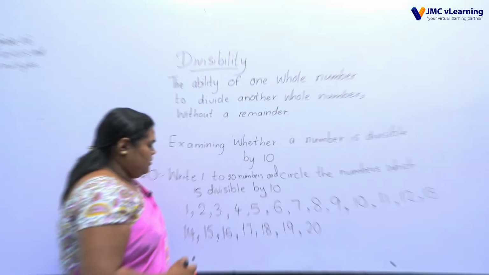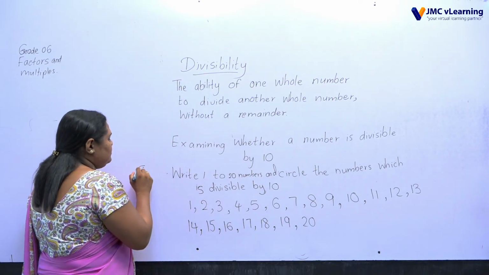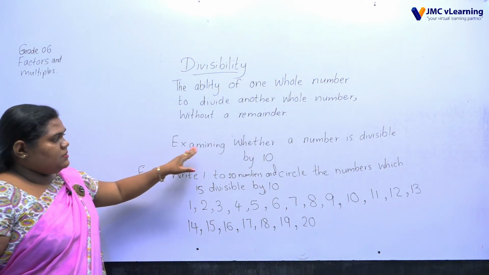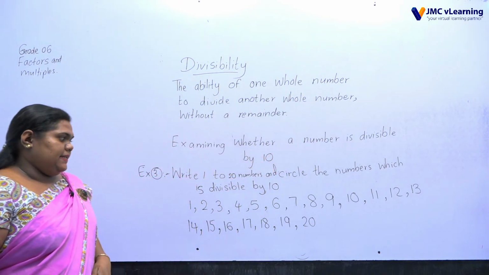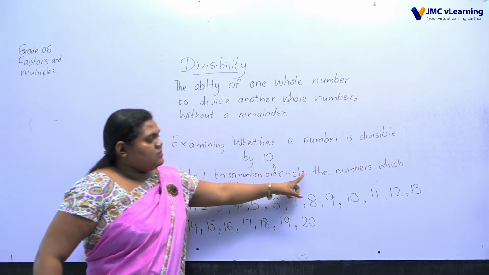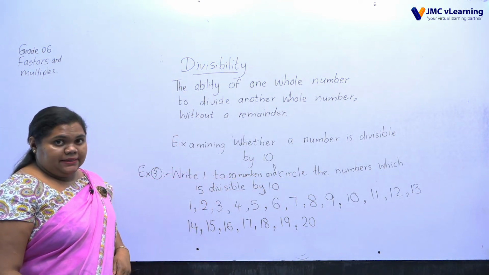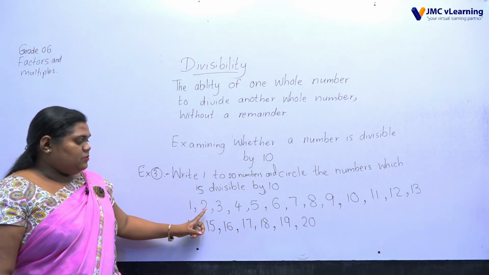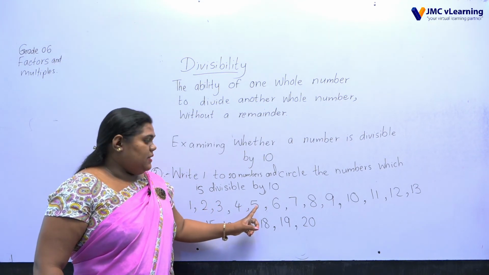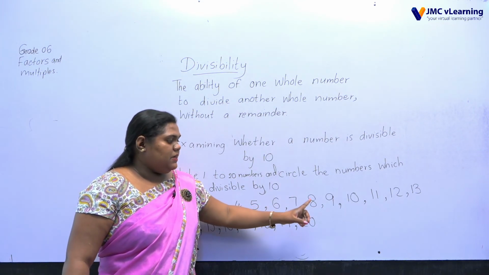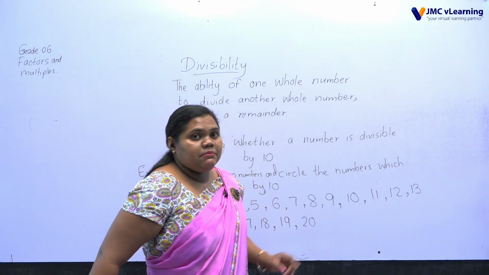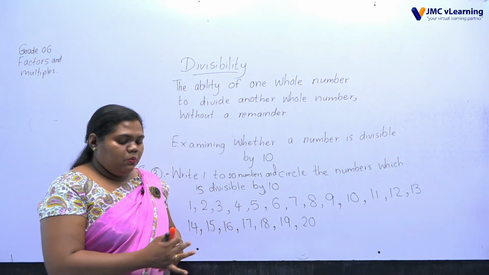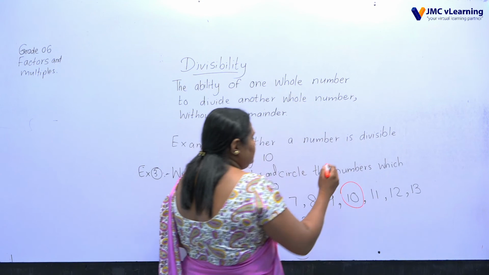Okay, children. Now look at this third example. We are going to talk about examining whether a number is divisible by 10. Write 1 to 20 numbers and circle the numbers which are divisible by 10. Now you know we cannot divide 1 by 10, 2 by 10, 3 by 10, 4 by 10, 5 by 10, 6 by 10, 7 by 10, 8 by 10 and 9 by 10. But we can divide 10 by 10. When we divide 10 by 10, what is the answer? 1.